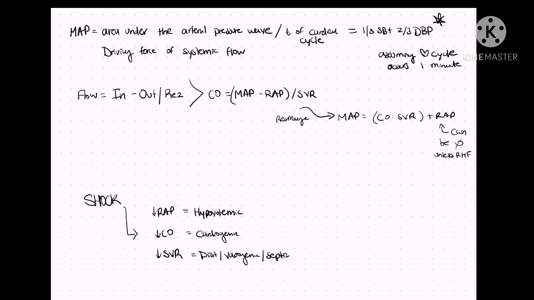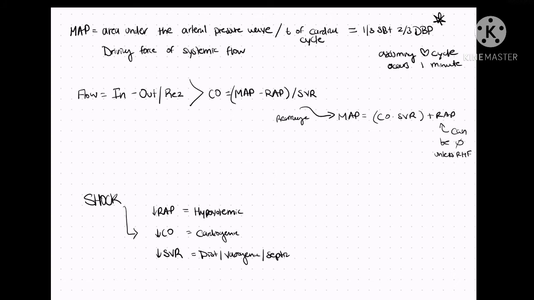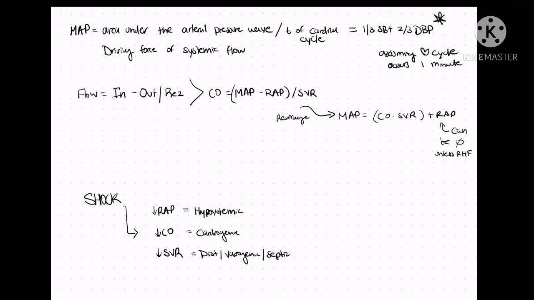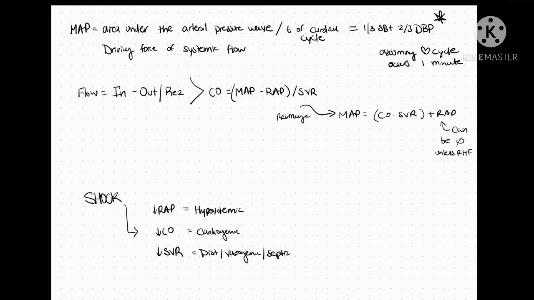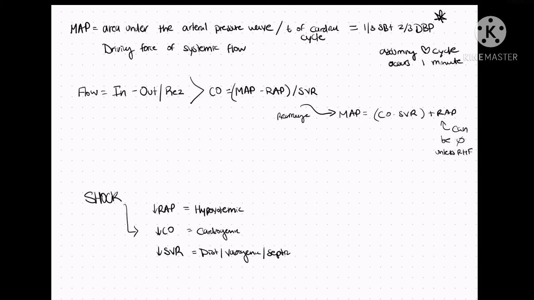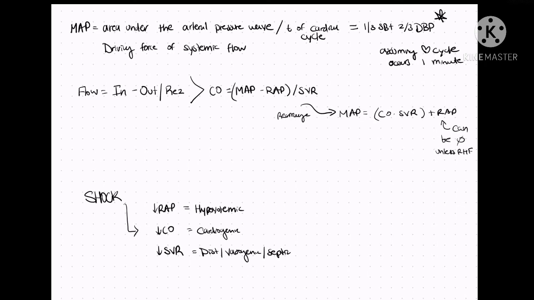And these values really become important when you're evaluating shock. And just touching on the 3 basic shock types, there's hypovolemic shock, where you have a decrease in volume, and that will be represented by a decrease in right atrial pressure. If you have cardiogenic shock, your cardiac output will be low, and if you have vasogenic or septic shock, you're going to have decreased vascular resistance. So that's really all I got.